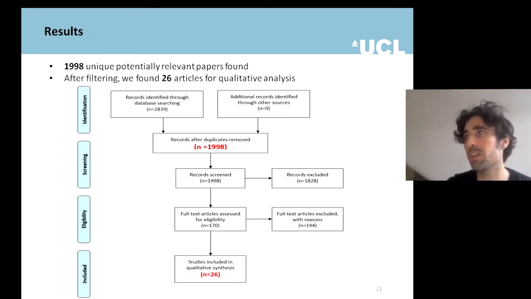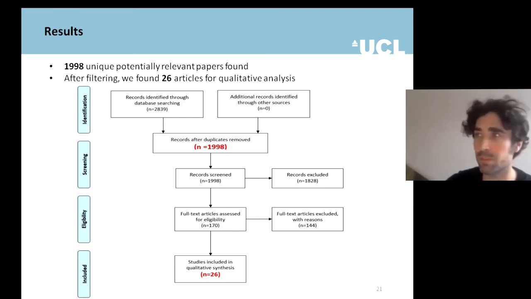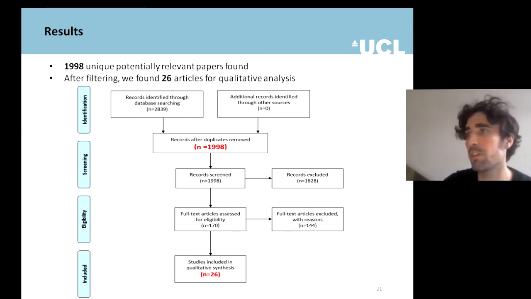Don't worry too much about this. It's just to give you an idea of what it's like to actually do a systematic review. So you start off with potentially 2,000 candidate papers, and then you apply a set of criteria. You filter them down to a smaller subset of maybe 170 papers, and then eventually you read each one in detail, and you come out with a final set you're going to analyze. And in our case, this was 26. So we went from 2,000 down to 26 articles for our review.